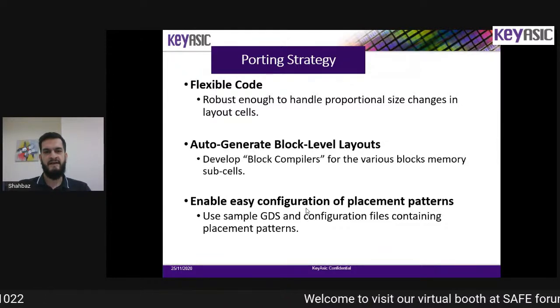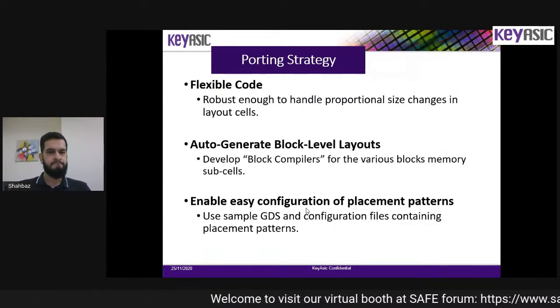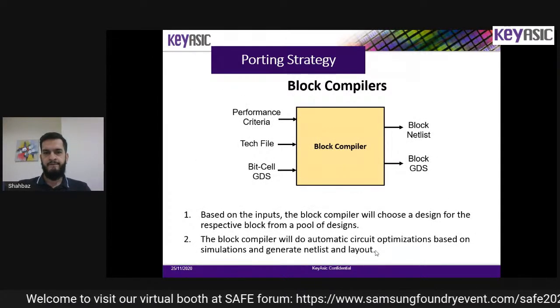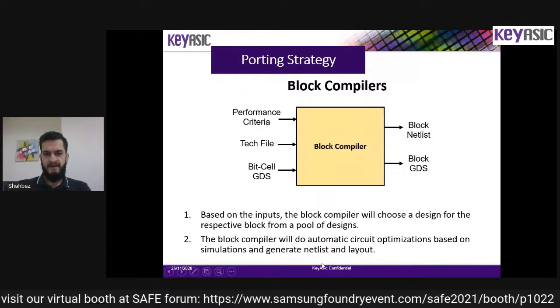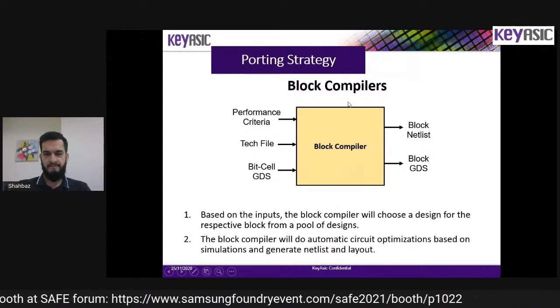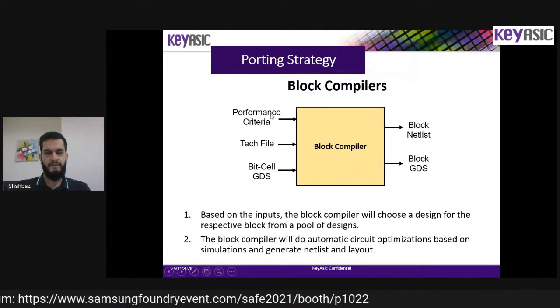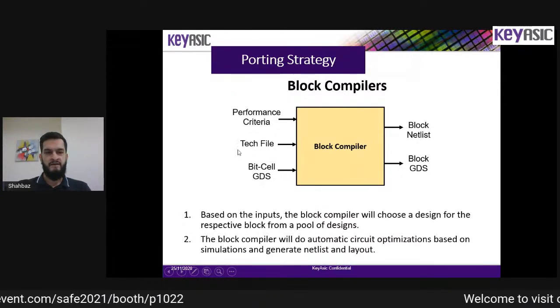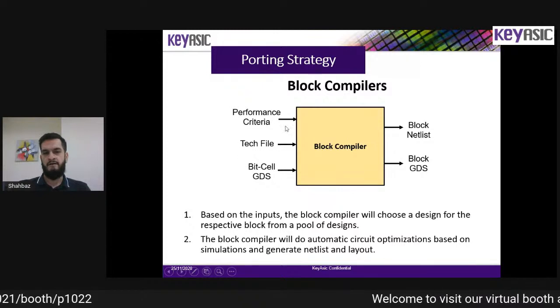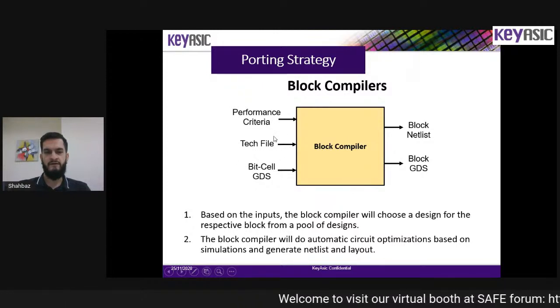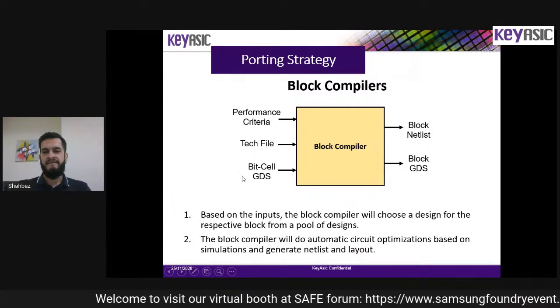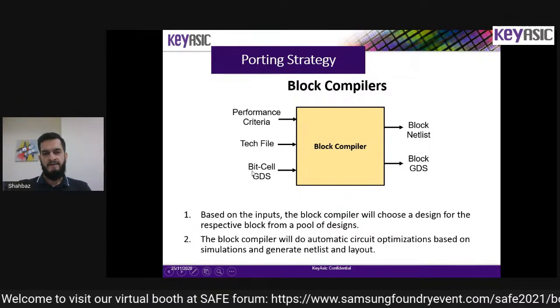You see how this can reduce the lead time, right? So as I mentioned, a typical block compiler would look something like this. Its inputs would be the performance criteria, which will come from the user, the technology files for the specific process node, and of course the bit cell GDS.